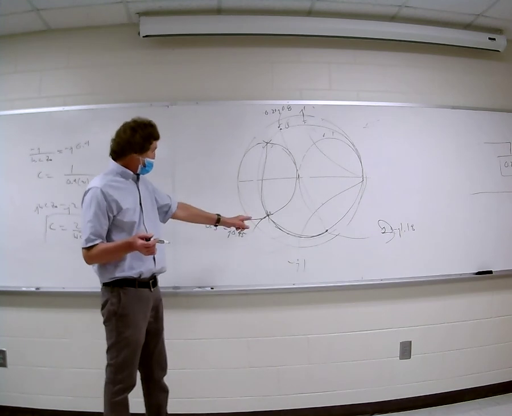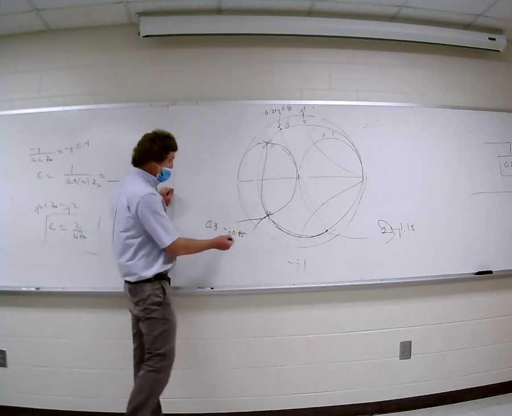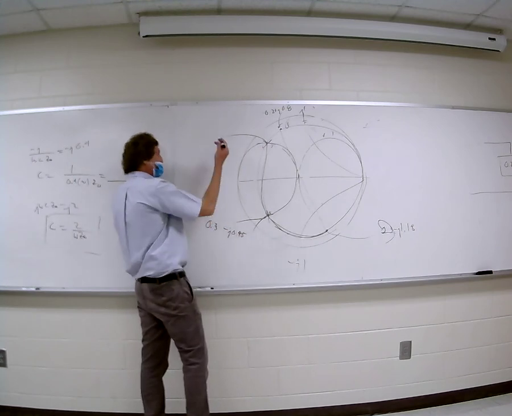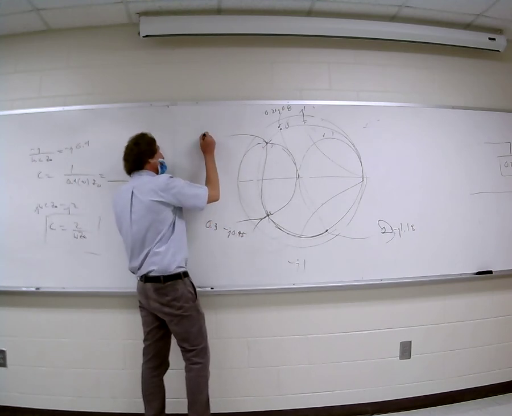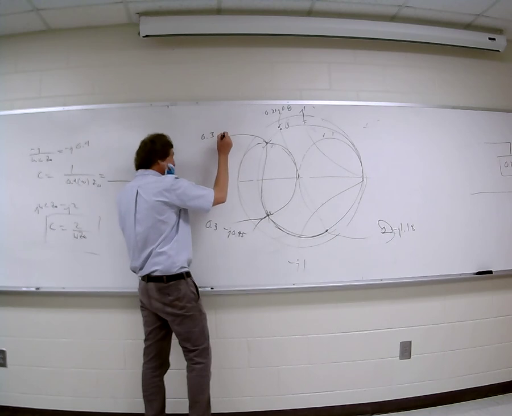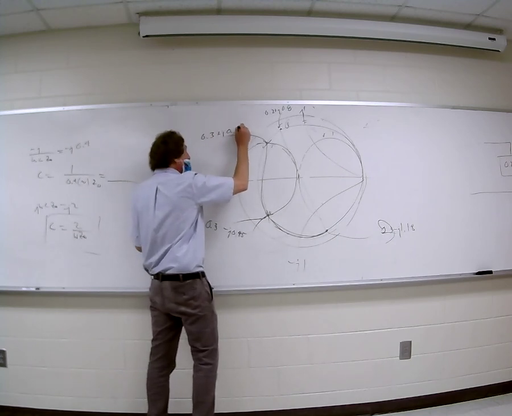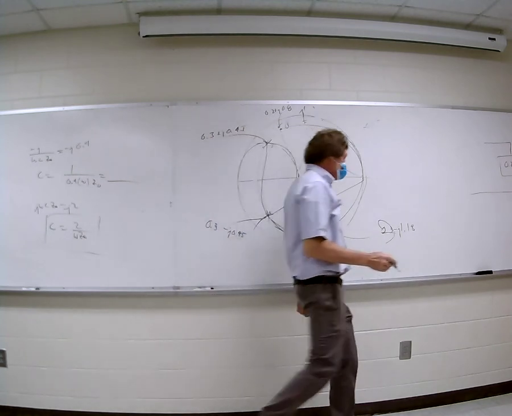We ended up there. The other one would be what? That same point, only plus j. It'll always be the same point on the sign and flip on the legend. So 0.3 plus j 0.45.